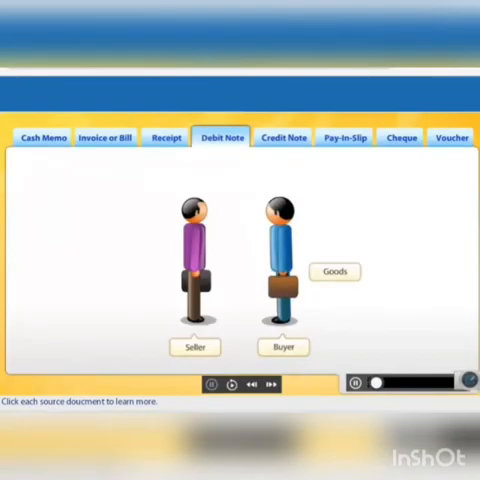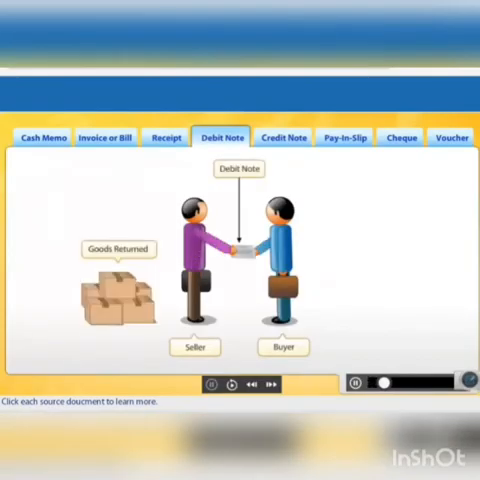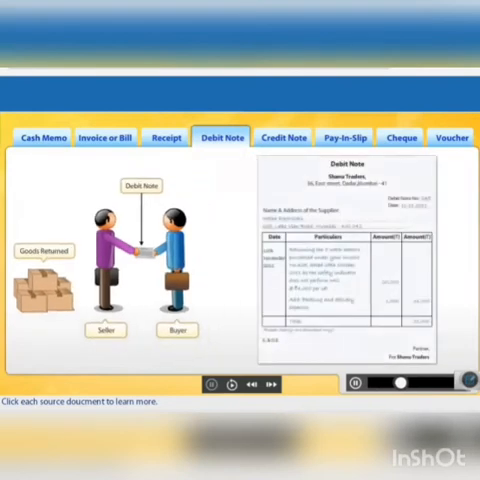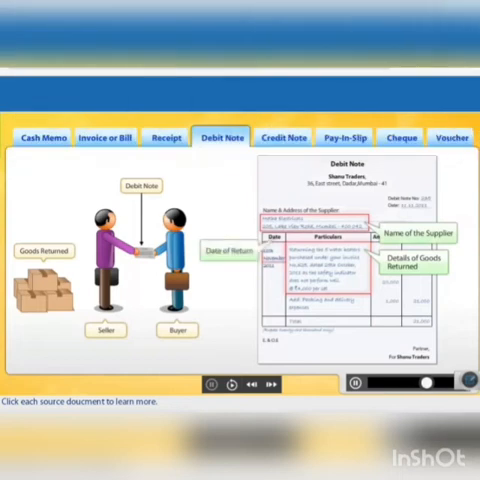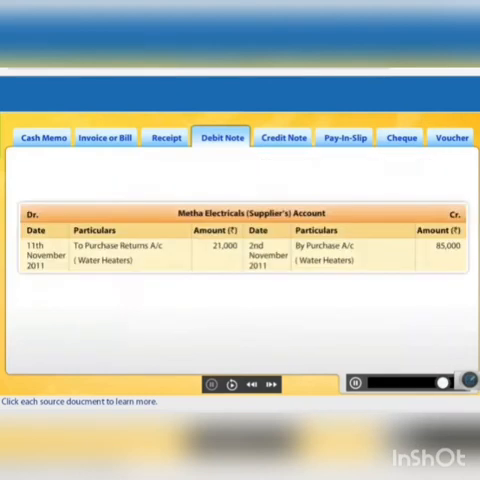The buyer prepares a debit note when he returns the goods purchased from the seller. The debit note contains details of the goods returned, the name of the supplier, date of return, and the reason for returning goods. By issuing a debit note, the buyer debits the seller's account.